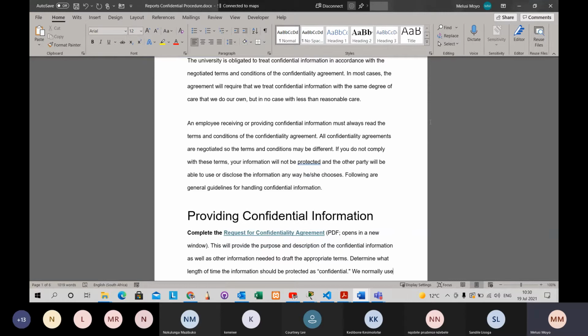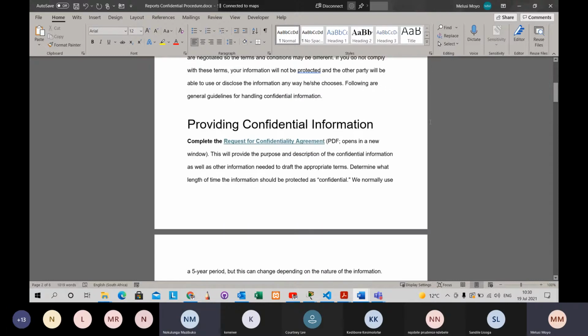So if you are giving out confidential information, you just have to go through and read the confidentiality agreement on that document. All confidentiality agreements are negotiated, so the terms and conditions may be different. If you do not comply with the terms, your information will not be protected and the other party will be able to use or disclose the information any way they choose.